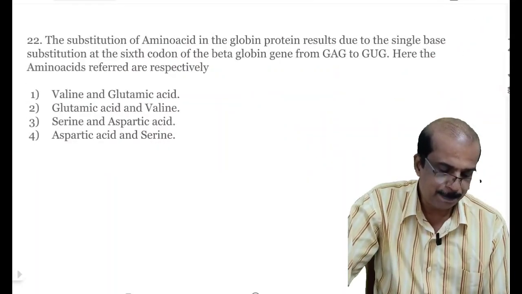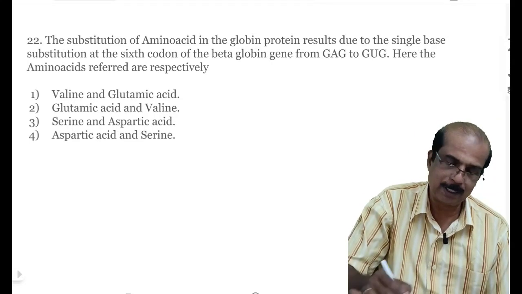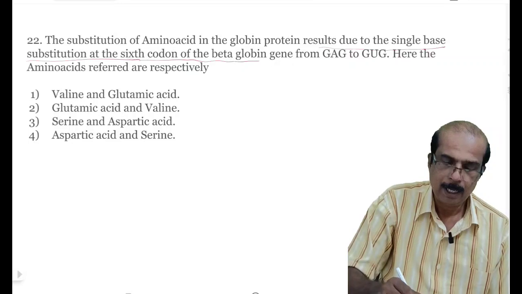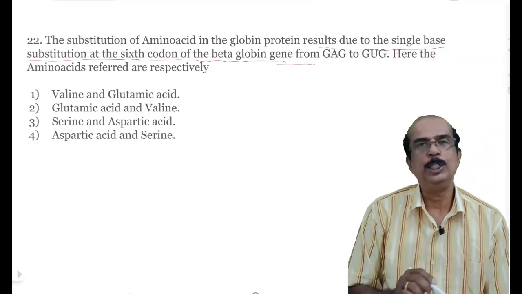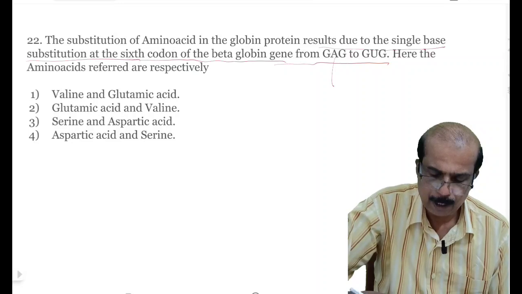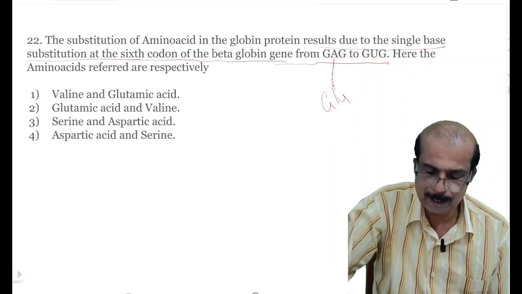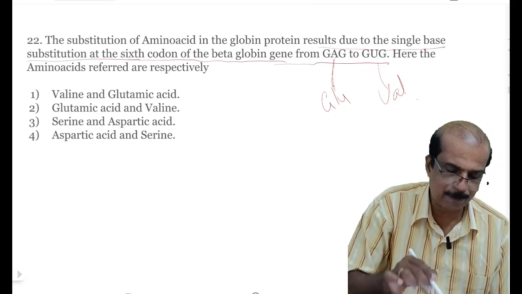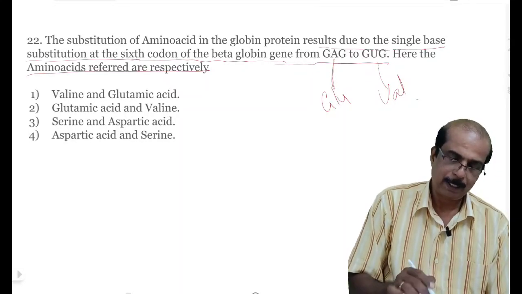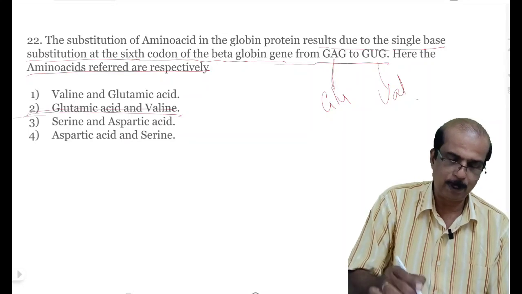Question 22: the substitution of an amino acid in the globin protein results from a single base substitution at the 6th codon of the beta globin gene, from GAG to GUG. Already we mentioned GAG is glutamic acid. GUG is valine. Here the amino acids are referred to respectively as glutamic acid and valine. Option 2 will be our answer.